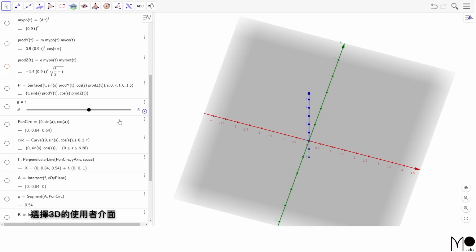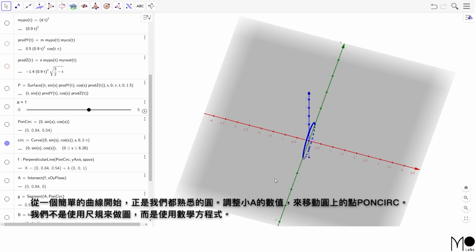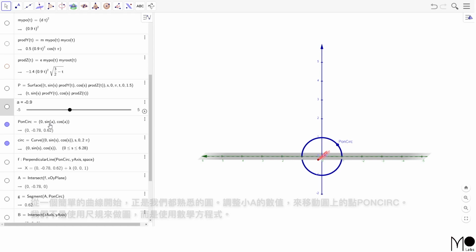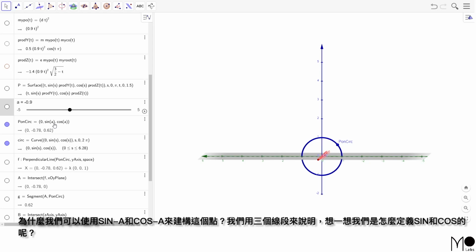So let's start. I will start with the simplest curve you can come up with, a circle. So that's a circle. And here I have a point on the circle, the blue one. And using a parameter a, I can make the point run around. And I've done this not using a construction with circle and ruler, but using equations. So what are the equations I used? For the point you see here, the coordinates of the point are 0, sine a and cosine a. And why does this give a point running on a circle?